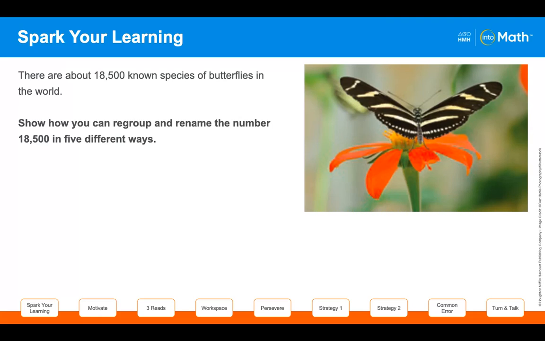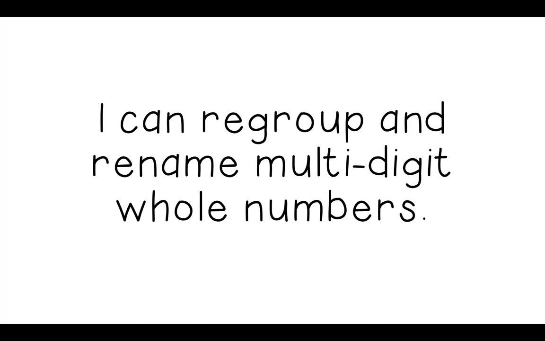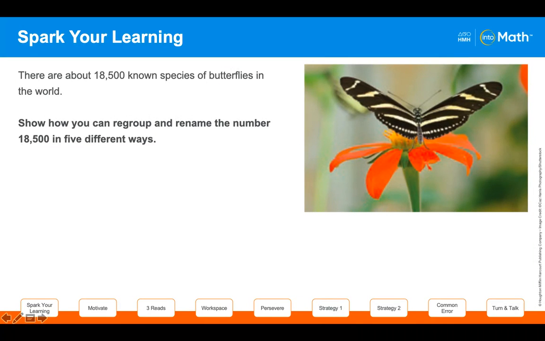I'm going to read our math problem, and as I read it, I want you thinking this first time about what this problem is about. There are about 18,500 known species of butterflies in the world. Show how you can regroup and rename the number 18,500 in 5 different ways. So what is this problem about? Well, it's about butterflies, and we have our image here that gives us a good clue. Different species of butterflies. It's also, like our objective says, about regrouping and renaming different numbers.